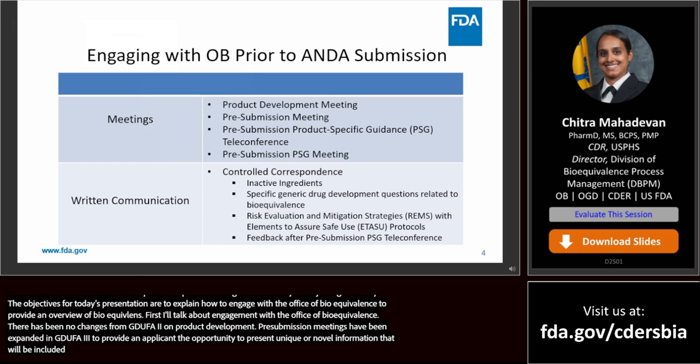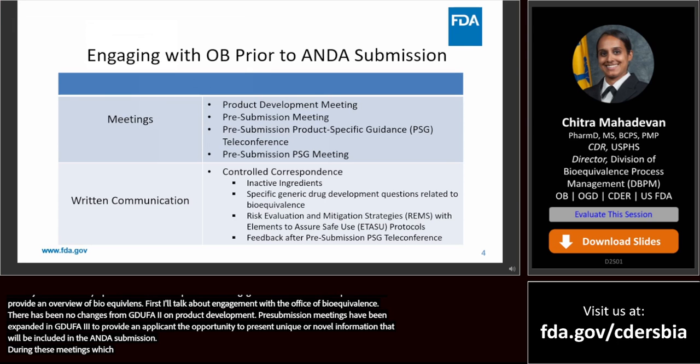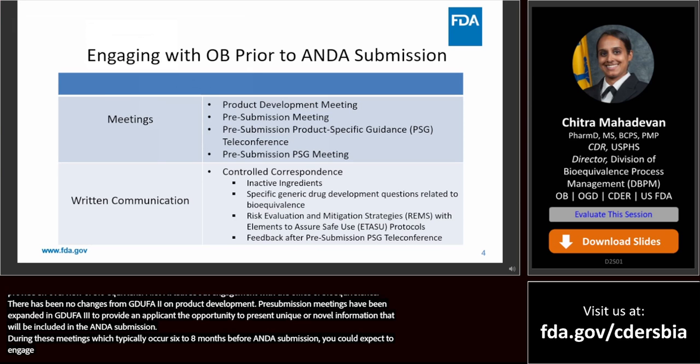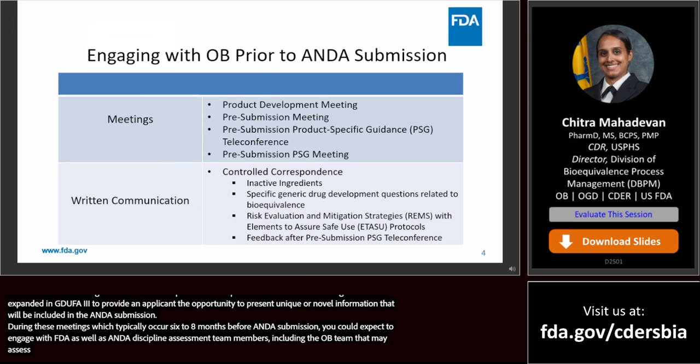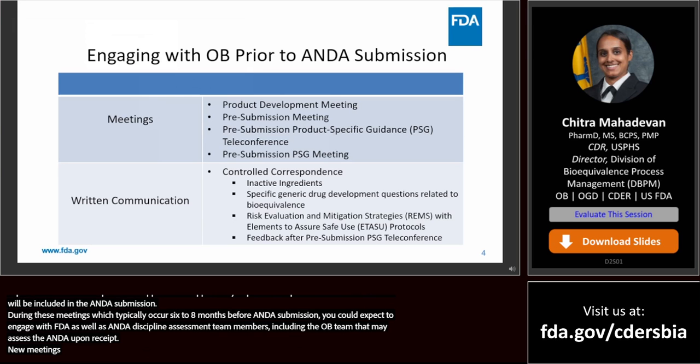During these meetings, which typically occur approximately 6 to 8 months before ANDA submission, you can expect to engage with those from FDA who attended the product development meeting for the same product if one was held, as well as ANDA discipline assessment team members, including the OB team, that may assess the ANDA upon receipt. New meetings in GDUFA III include pre-submission product-specific guidance teleconferences and pre-submission product-specific guidance meetings.